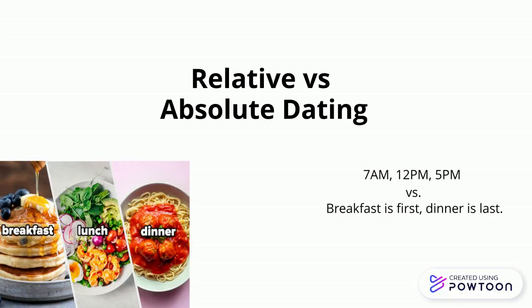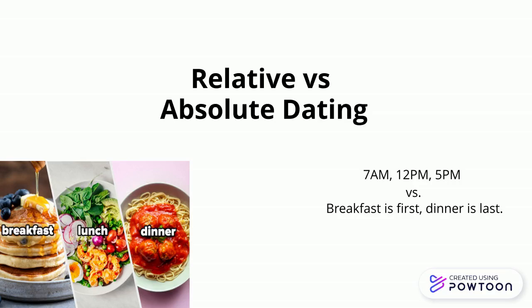And so the difference between the two is that relative dating, we can find out relatively how old a rock is compared to another rock, and it's not very precise. But with absolute dating, we can find out exactly how old a rock is.